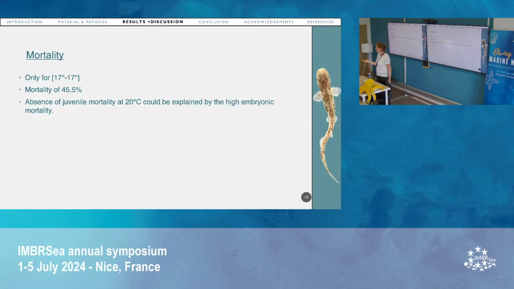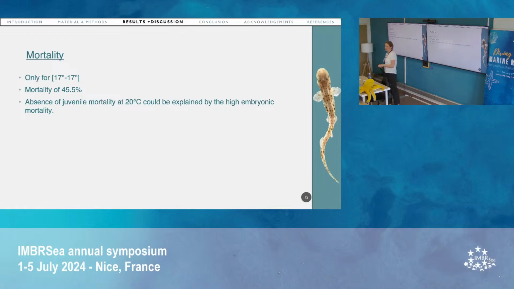And then for the juveniles, the 2-month-old juveniles, as I said, we looked at the same parameters. Regarding the mortality, we only obtained mortality for animals that we kept at 17 degrees all the time. The mortality was 45.5%, and we didn't have any mortality at 20 degrees.